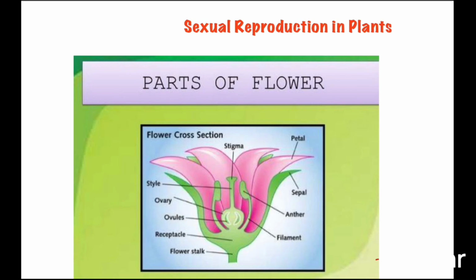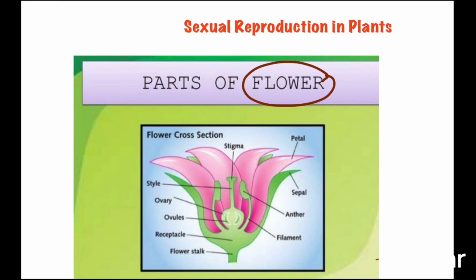Today we are going to discuss sexual reproduction in plants. We have discussed asexual reproduction, and here we are discussing sexual reproduction, especially in plants. Before going into the process, we have to understand what the reproductive organ in a plant is. The actual reproductive organ in a plant is the flower. You can see that the flower is the reproductive organ in which the male part and female part are there.